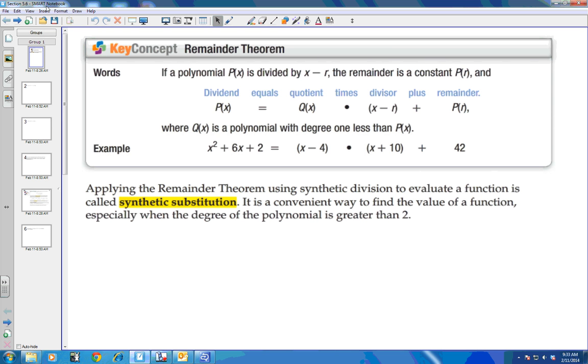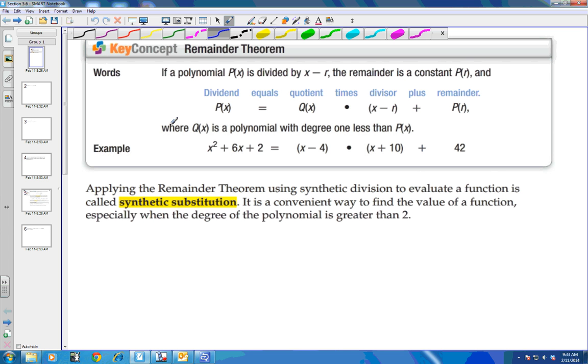This is the video for section 5.6, and we're going to talk about the remainder and the factor theorem. So the first thing that we're going to talk about is called the remainder theorem. Here's what it says in words. If a polynomial, and they're going to call it p of x, is divided by x minus r, the remainder is a constant p of r, and the dividend equals the quotient times the divisor plus the remainder.